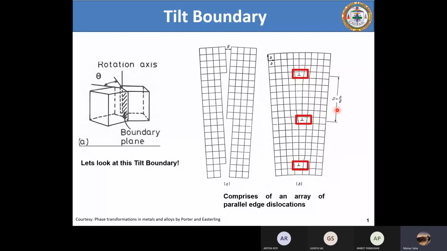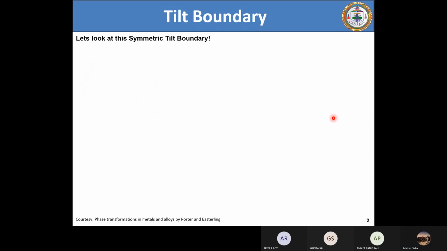This is very good. So, d is equal to b by theta. What is this? You might be thinking, what the heck is this? No, this is nothing too much. Now, I will tell you one more thing. This I told you is a symmetric tilt boundary.